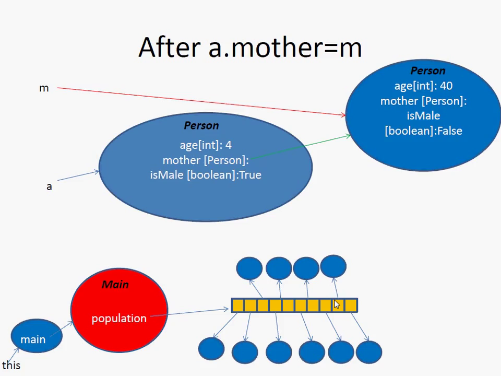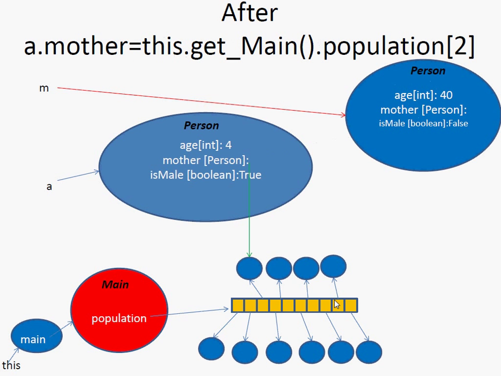And now, next, if I do this, A.mother refers to the person at index 2. Now, Iden's mother refers to this person, index 0, 1, 2, in the population, whoever this person is. But notice M doesn't change. M is still referring to this one. We didn't change M. All we changed is what Iden's mother field refers to. It refers to this one here. So M is still referring to this person, whoever she is. Does that make sense? Okay.